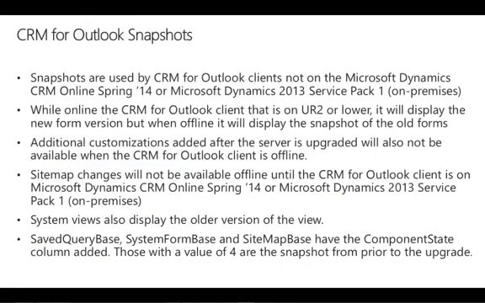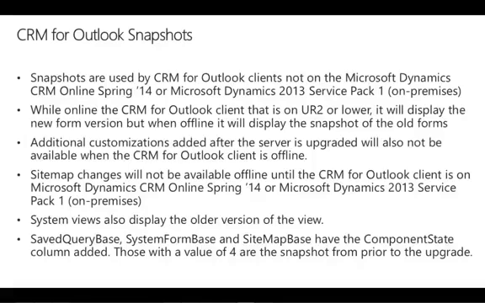As I had mentioned earlier, there are snapshots that are created when either your online organization is upgraded to the Spring 2014 update, or your on-premise server has Service Pack 1 applied. These snapshots are used when your client goes offline. So while online, any Outlook client that is on UR2 or lower will display the new form version with the new features. But when offline, it will display the snapshot of the old forms. Additional customizations that you add after that server is upgraded will also not be available when that Outlook client is offline. This would include sitemap changes, as well as new entities, new fields, and then the system views.